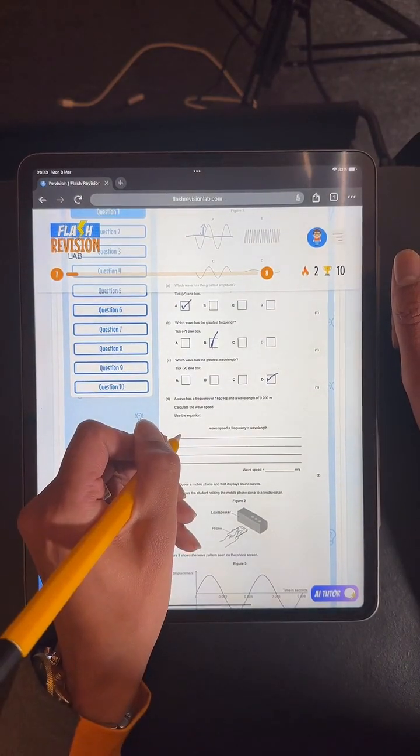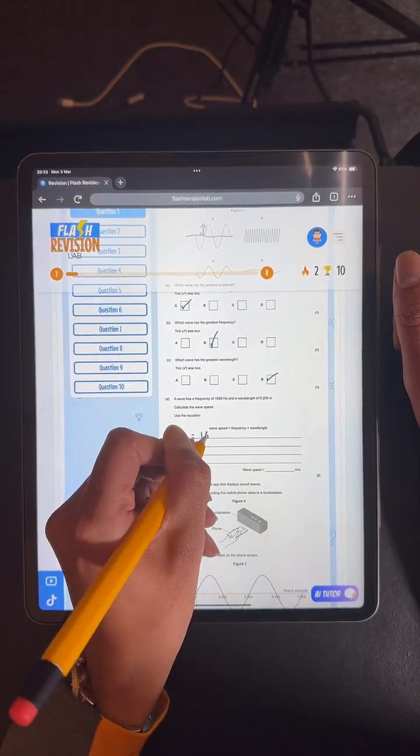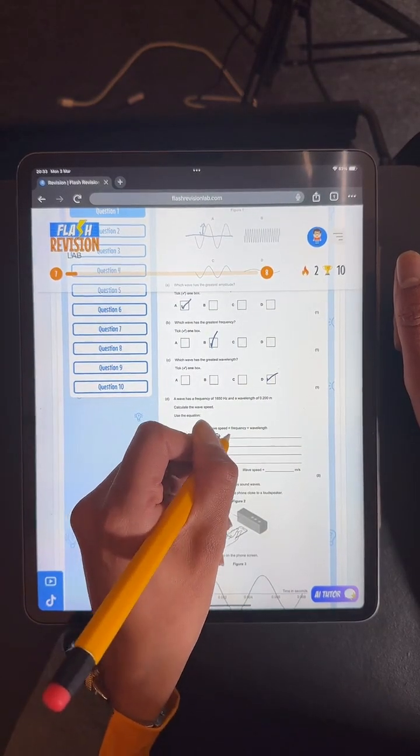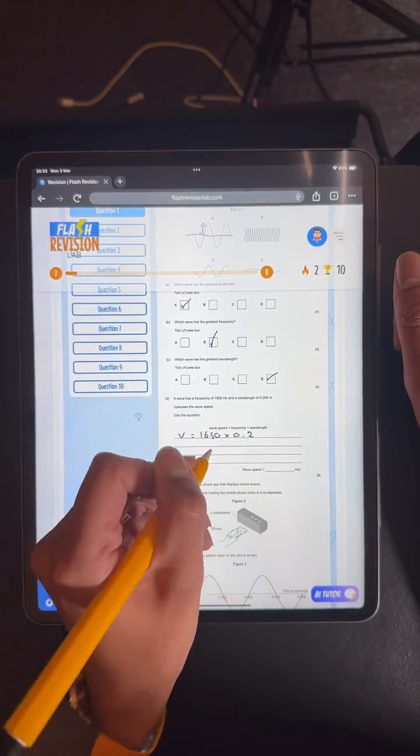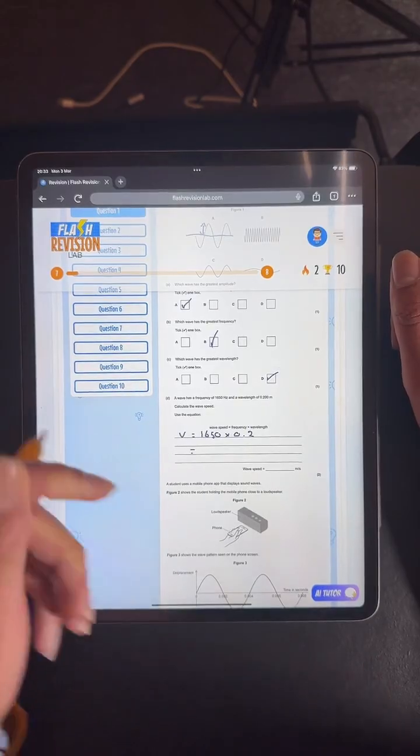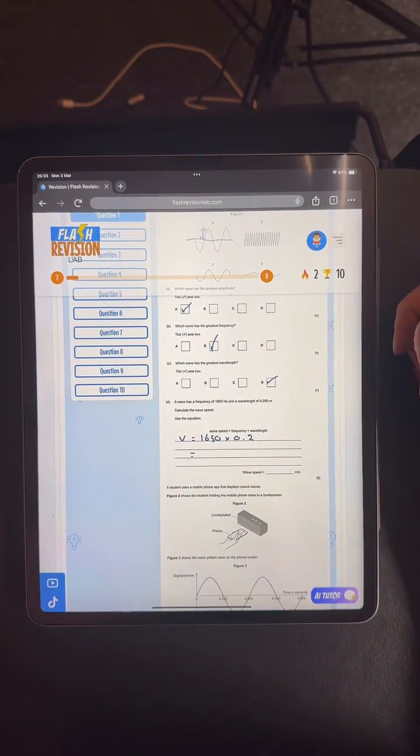So that would mean wave speed, I'm just going to use V for short, equals our 1650 Hertz multiplied by our 0.2 meters. If anyone has a calculator on them, that would be great. Can anyone tell me what the answer for this would be?